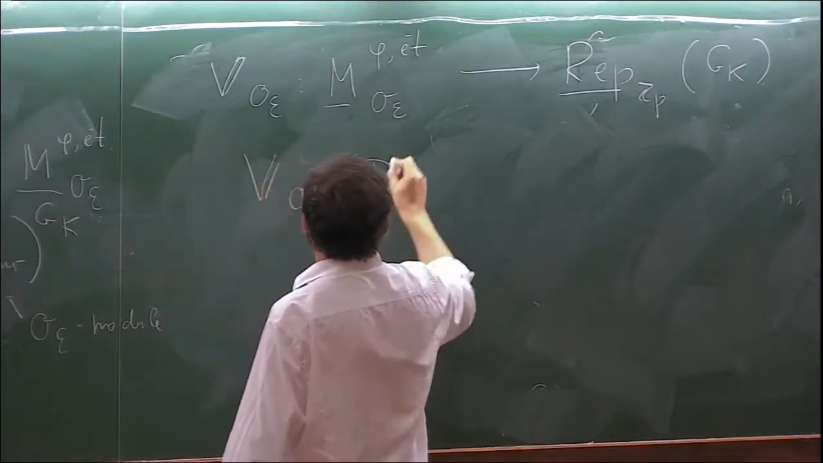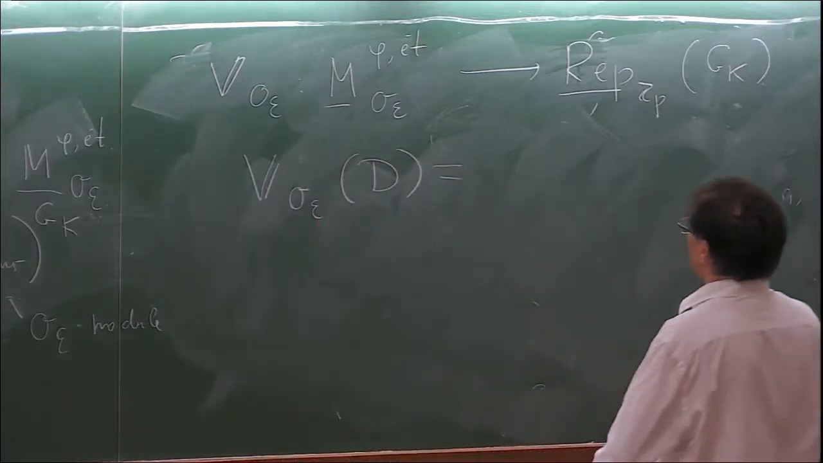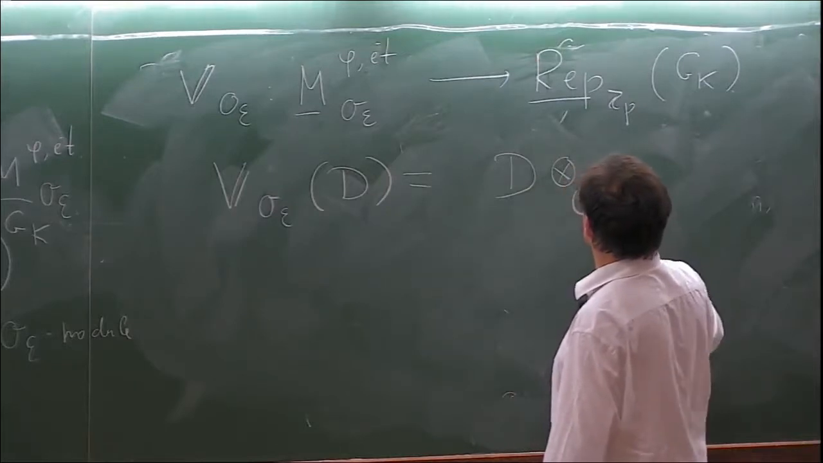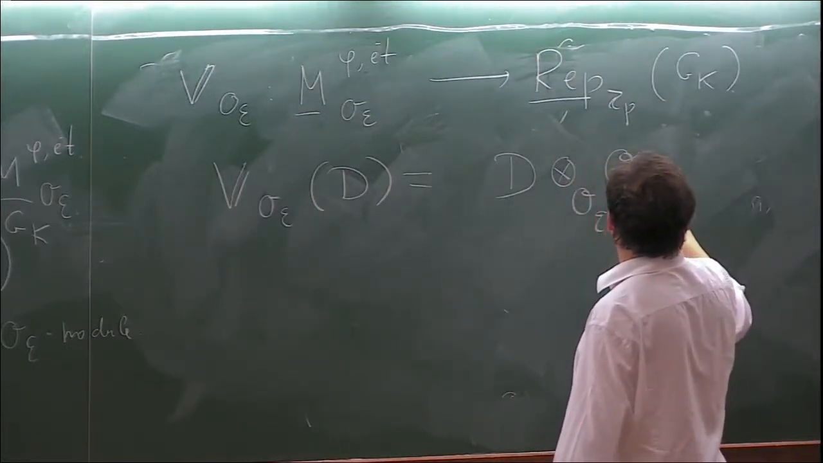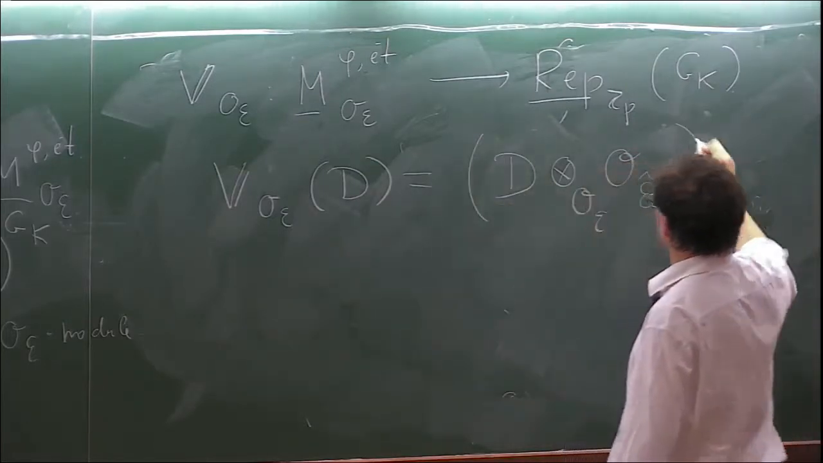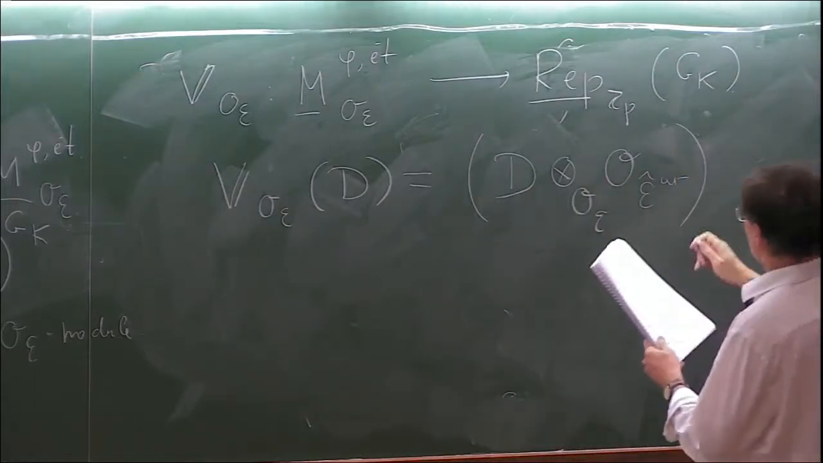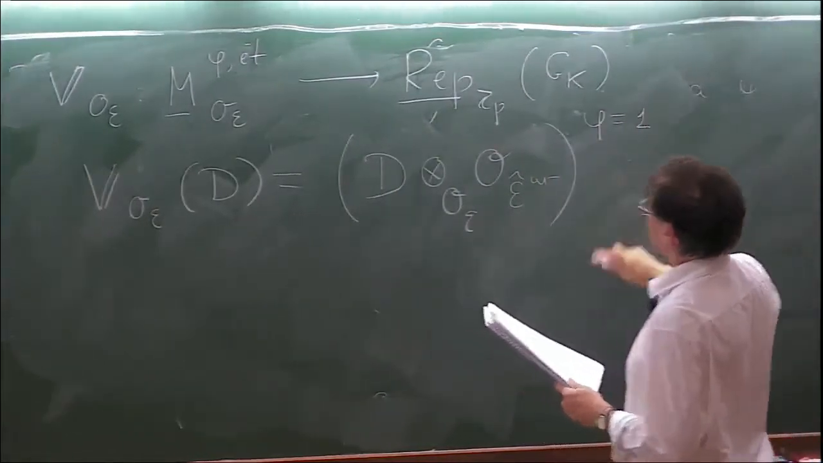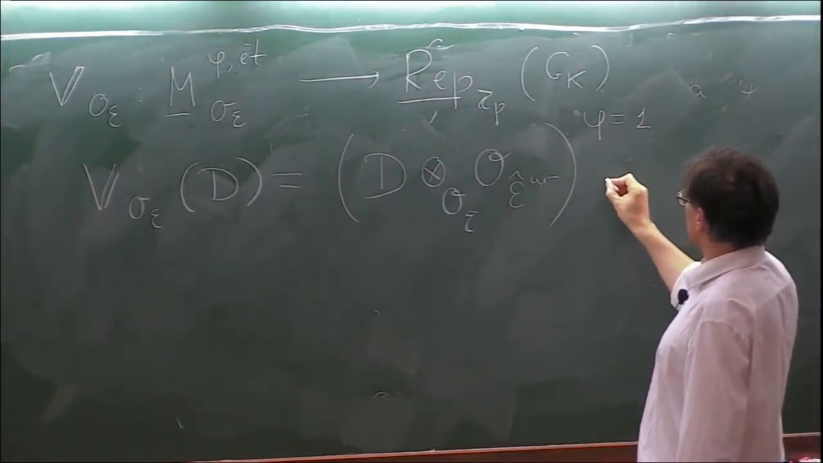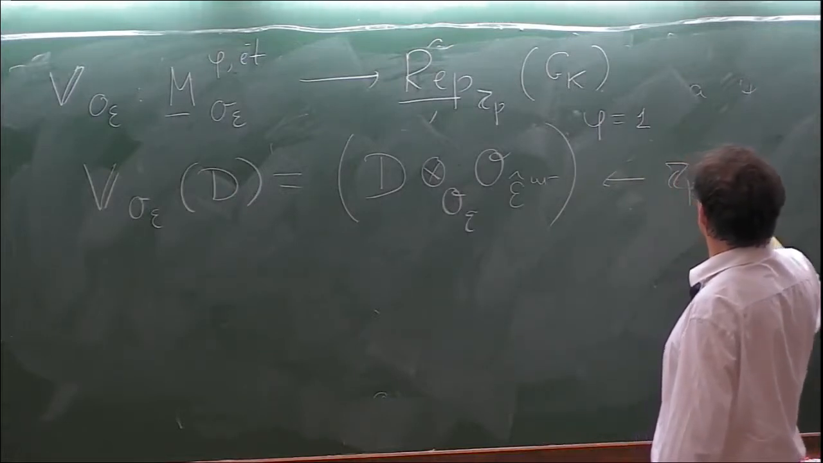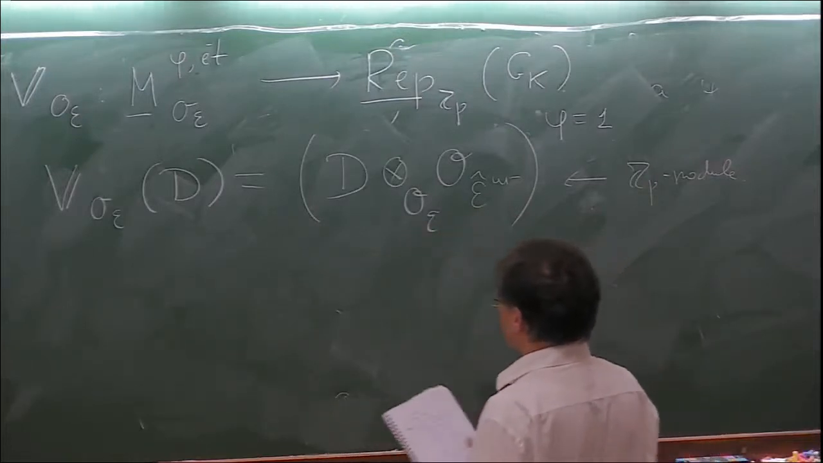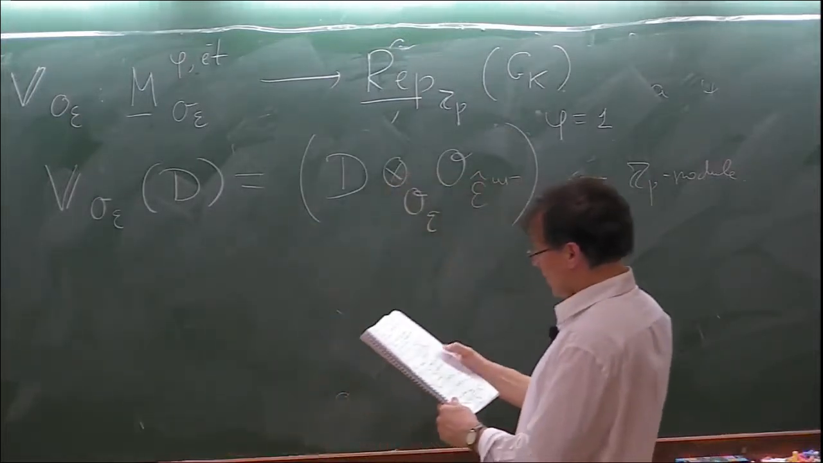Given by the following recipe. We start with an étale module D. We take its tensor product over O_E with O_E unramified, and we take the invariants under the action of Frobenius. So automatically, we see that this is a Z_p-module. The point is that it has the same dimension as the rank of D.